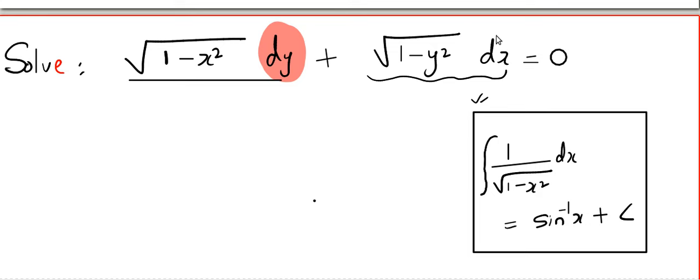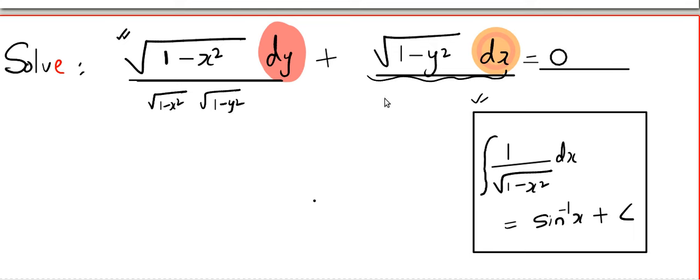And I also know that dx should not be with root under 1 minus y square. So what I am going to do next is divide throughout by the unwanted quantities. So I know that this root under 1 minus x square is unwanted here, and same with root under 1 minus y square. So I am going to divide throughout by root under 1 minus x square into root under 1 minus y square.